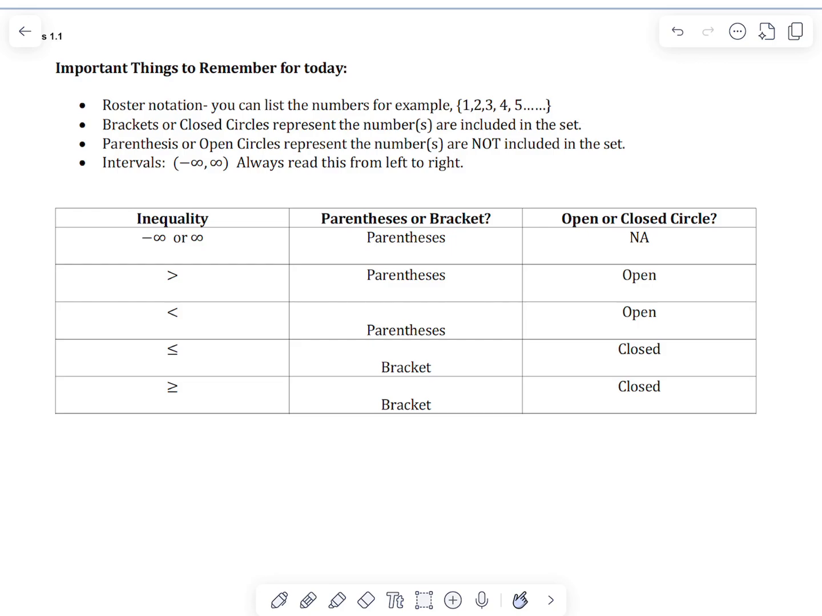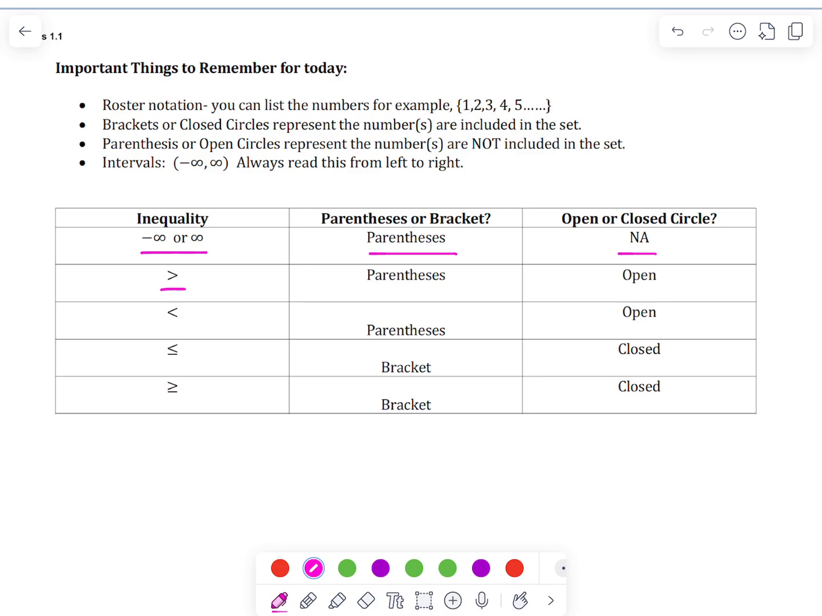So we're going to be looking at number lines and graphing those on number lines and writing them in inequalities, set builder notation, and we look at inequalities when it's in -infinity to infinity. We always want to use parentheses, and there will not be any circles.